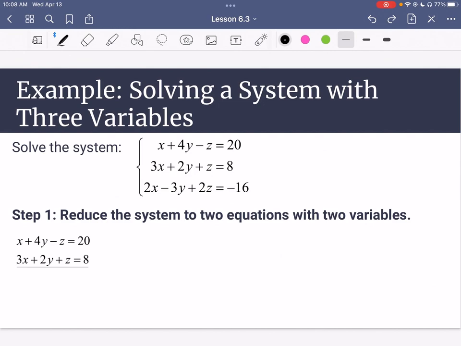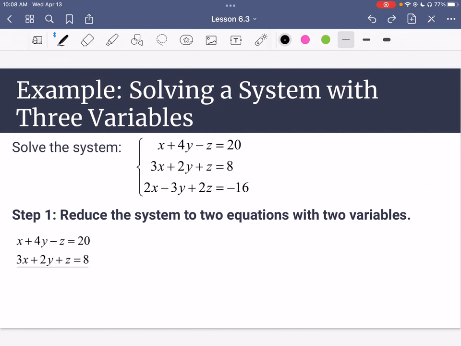Okay, so step number 1, we said we reduce the system to 2 equations with 2 variables, which means we need to figure out which of the variables is easiest to eliminate. Okay, so I kind of just take a quick glance. I have an x, I have a 3x, I have a 2x. None of those are going to eliminate very quickly. Look at the y's, you have 4y, 2y, negative 3y, same with those. But then when I look at the z's, I have a negative z and a positive z. I know that those can eliminate.